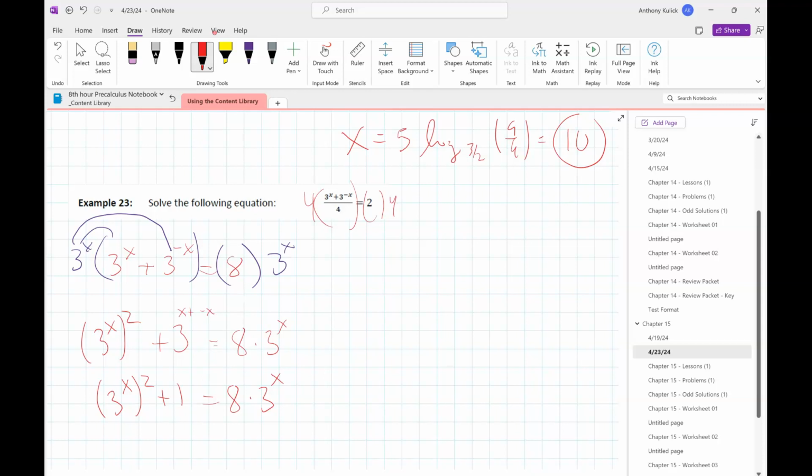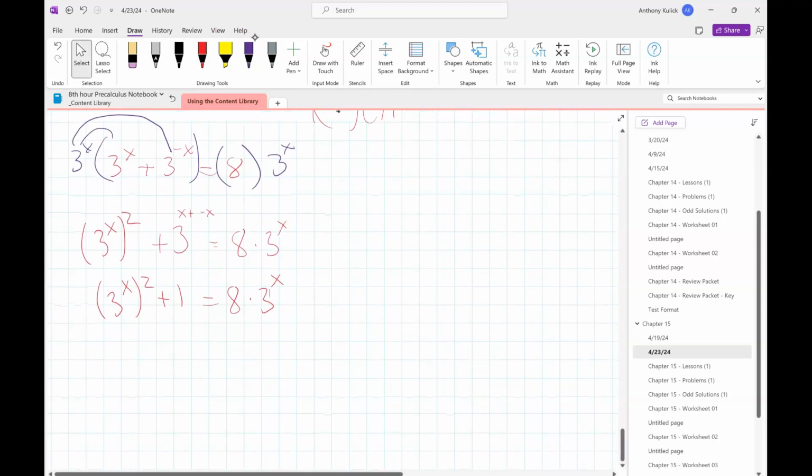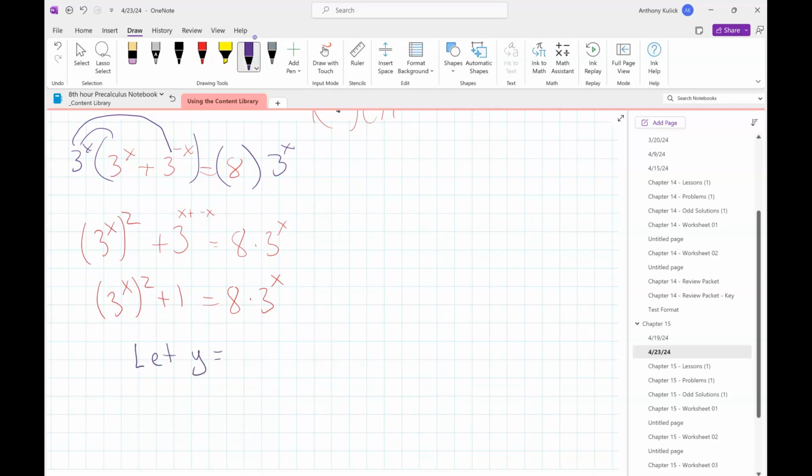Look at this equation for a moment and tell me what type of equation we have here. Nobody sees it. Let me give you a hint. What if I replace the 3 to the x's with y's? What type of equation do we have here? A starts with a Q. Quadratic, right? You see the variable squared?